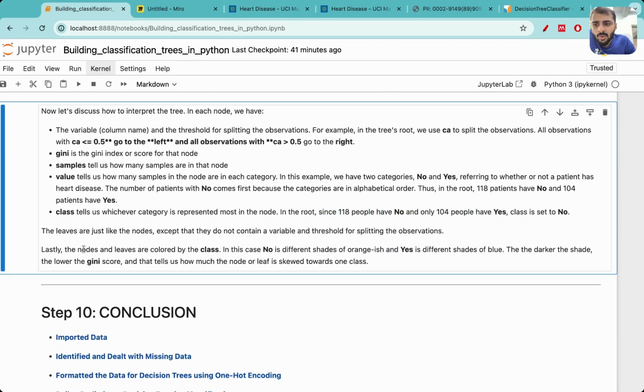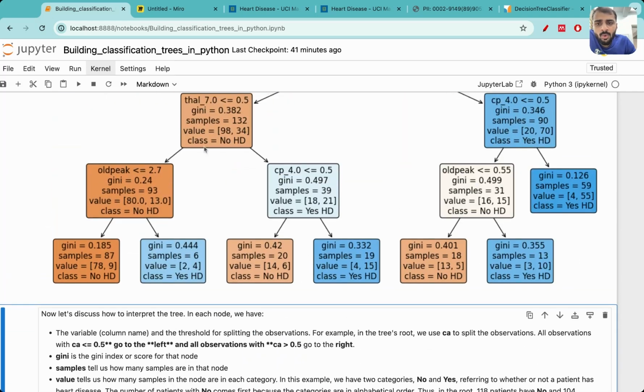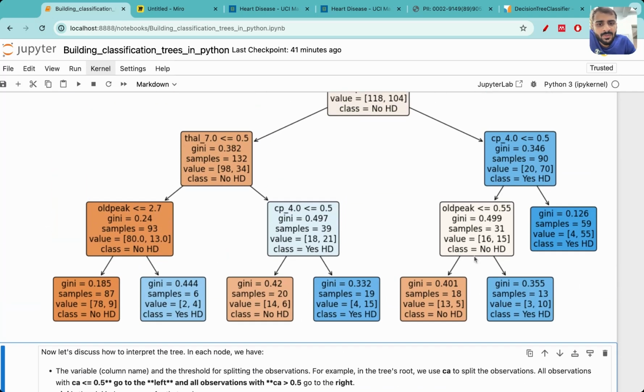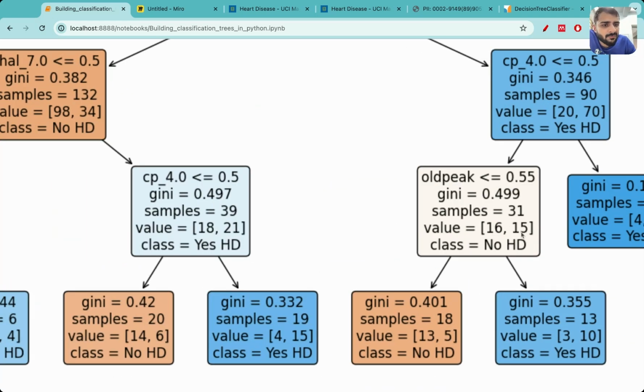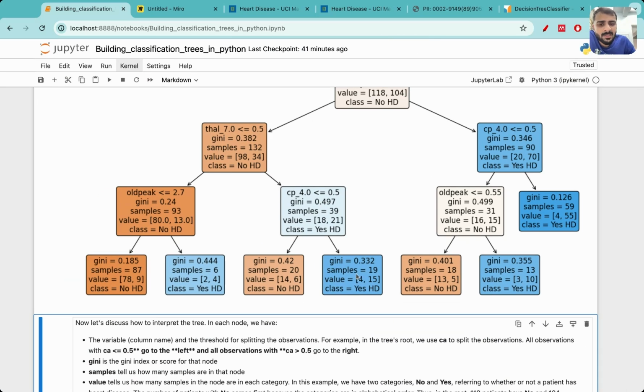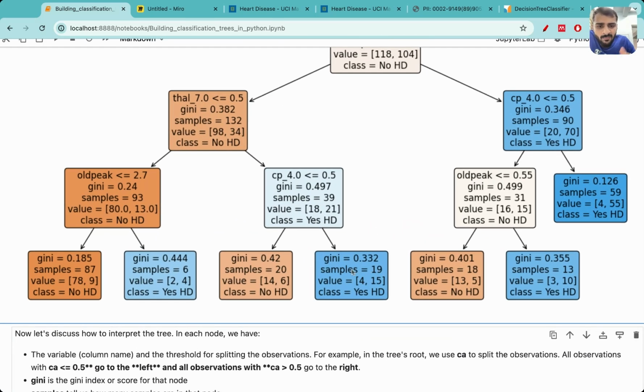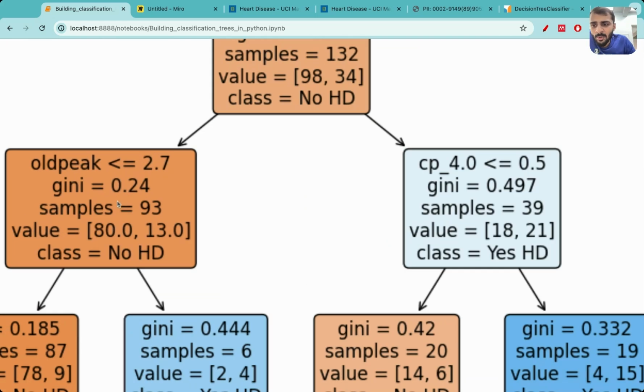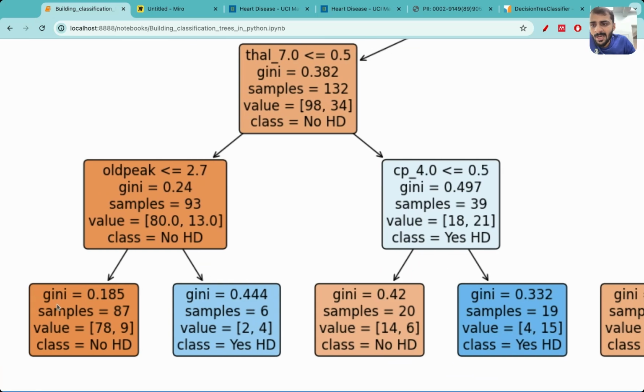Okay. So lastly, the nodes and the leaves are colored by class. You can see that no is different shades of orange. Here you can see 16 and 15, so it's borderline and slightly close to white. But the nodes which are extremely confident about being heart disease yes will be dark blue when the Gini impurity is low, and for no, the lower the Gini impurity, the darker orange it will be.